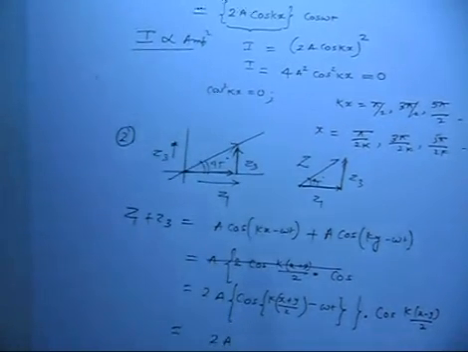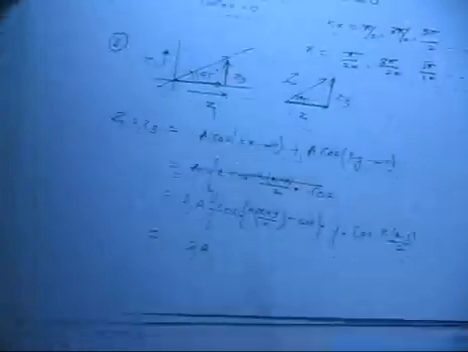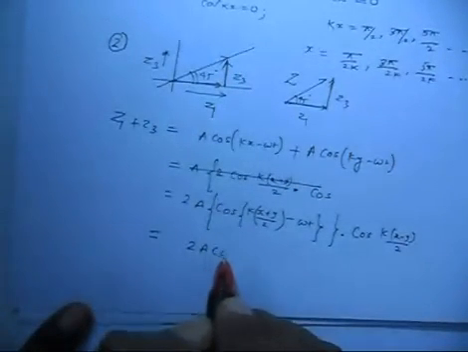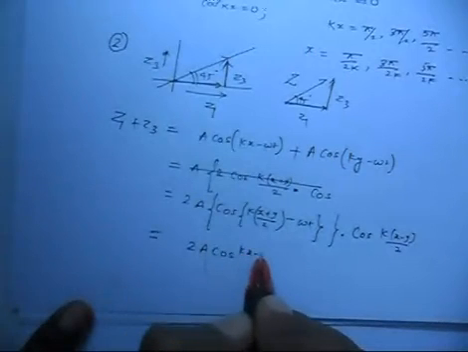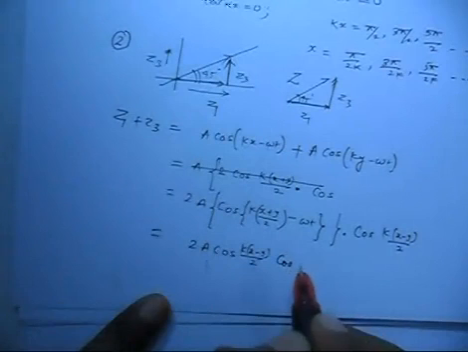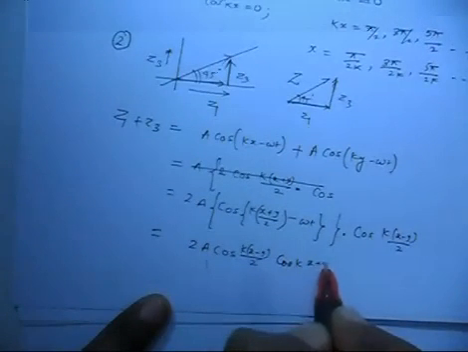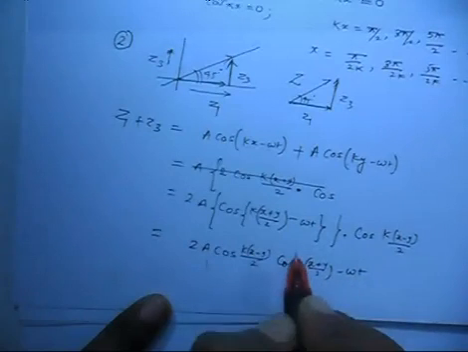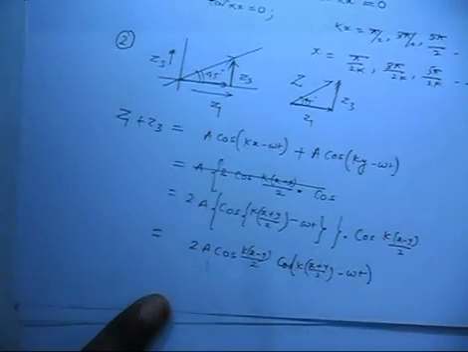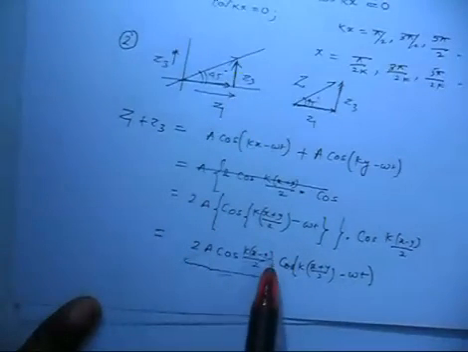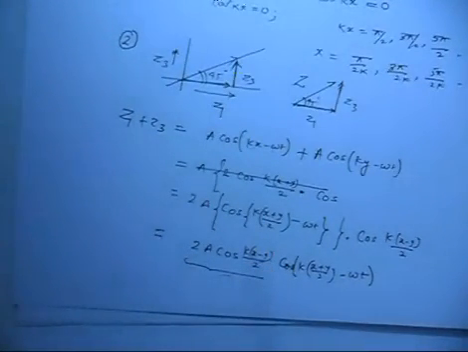So if I take the constant term, we have 2a cos(k(x minus y)/2) times cos(k(x plus y)/2 minus omega t). So this is the resultant. You see, the amplitude depends upon x and y, so for different x and different y, the amplitude is different.